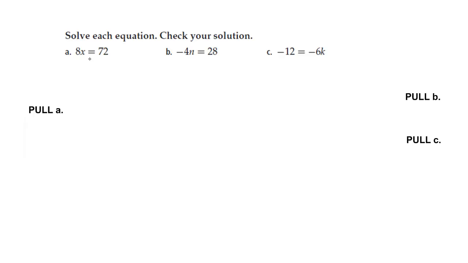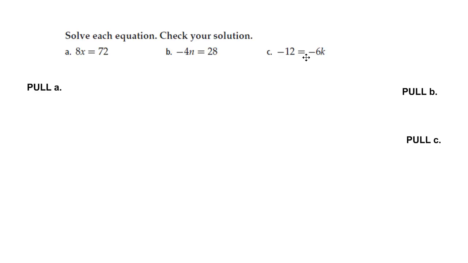Here x is multiplied by 8, so we'll need to divide both sides by 8, and 72 divided by 8 is 9. Over here, n is multiplied by negative 4. To do the opposite would be to divide by negative 4. And 28 divided by a negative 4 gives us a negative 7.